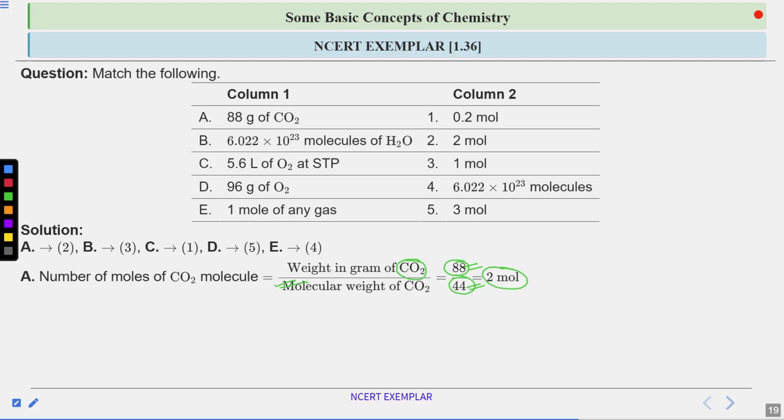So how do we get option C? Okay, we will see this. I have already explained how we calculate the volume related to the number of moles, but I will make you understand this once again if you have the issue.